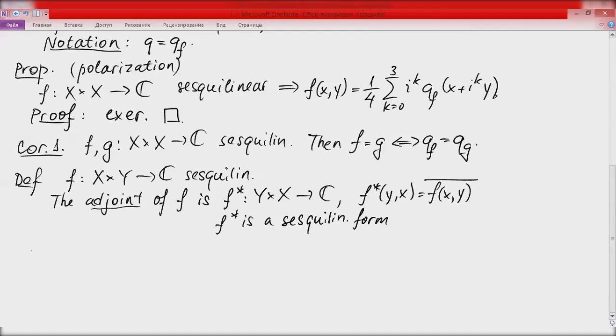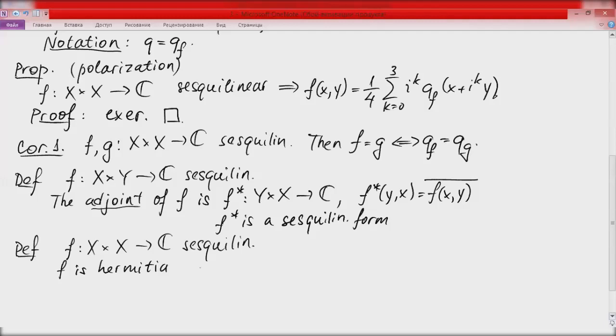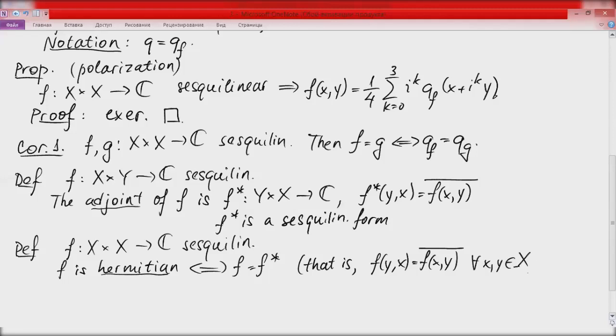If we now have a sesquilinear form defined on the product of X by itself, then we say that f is Hermitian if f equals f star. So explicitly, this means that f of yx equals f of xy complex conjugate. So this is an analog of symmetric bilinear forms. Well, a sesquilinear form can never be symmetric, of course, but it can be Hermitian.